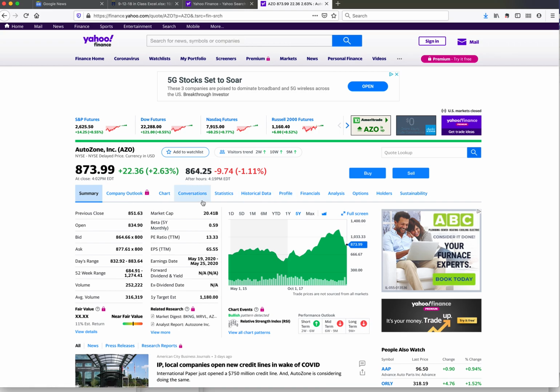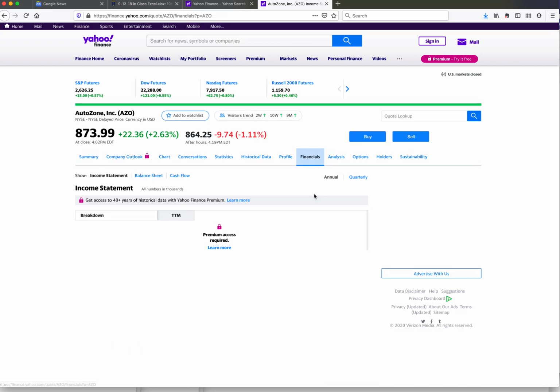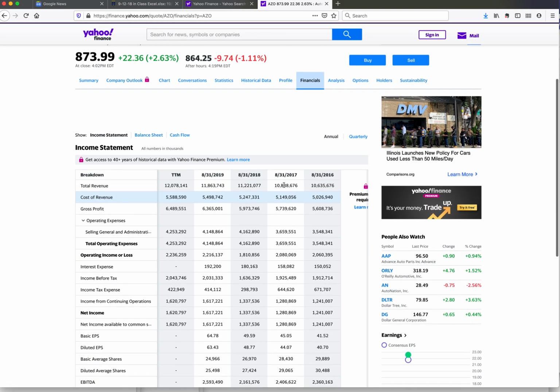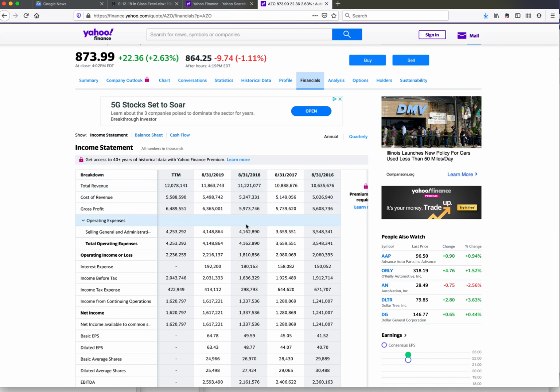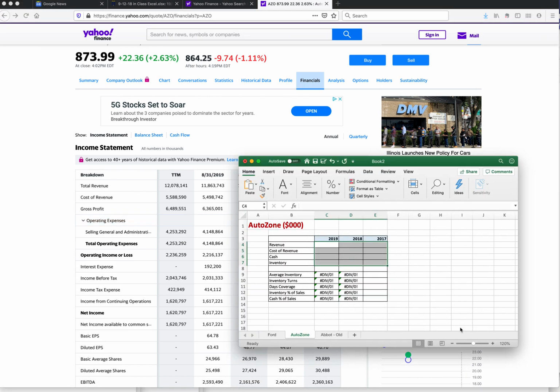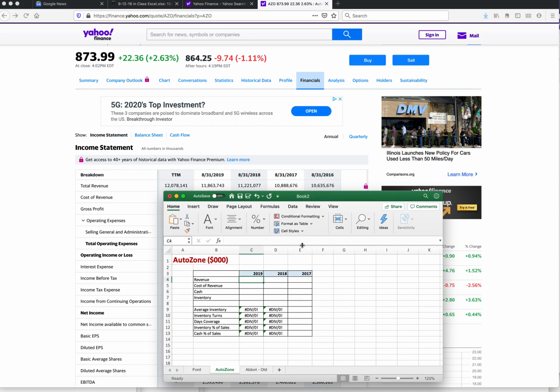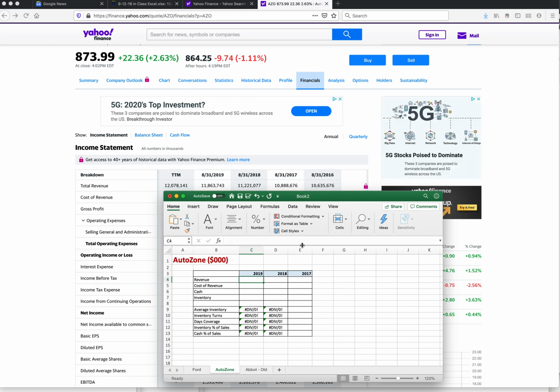So let's look at their financials. We're looking at, again, 19, 18, 17. You can see it's a much smaller company than Ford. So let's enter those numbers. The sales are 11,863. If I want to round it up, I can make it 864. Let's not use the decimal place. It's not going to hurt anything.